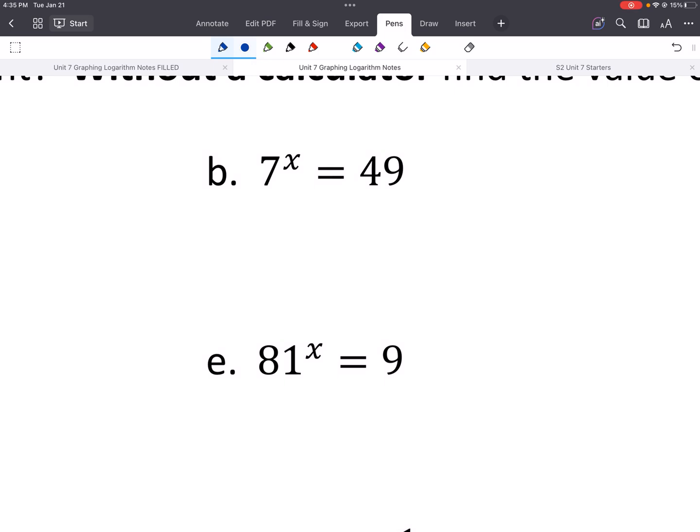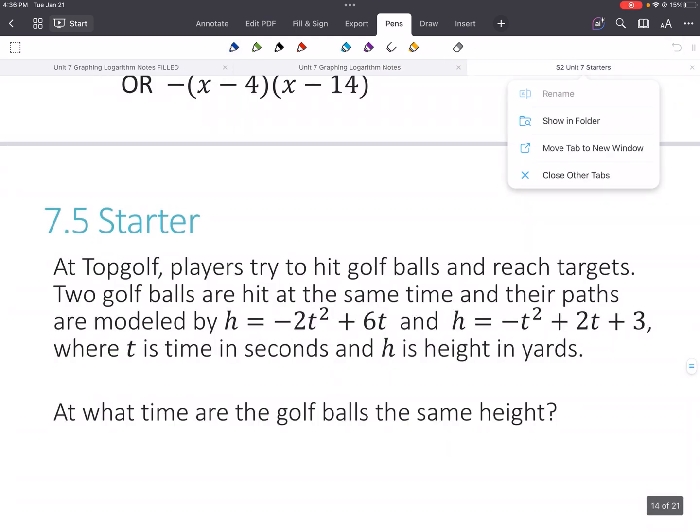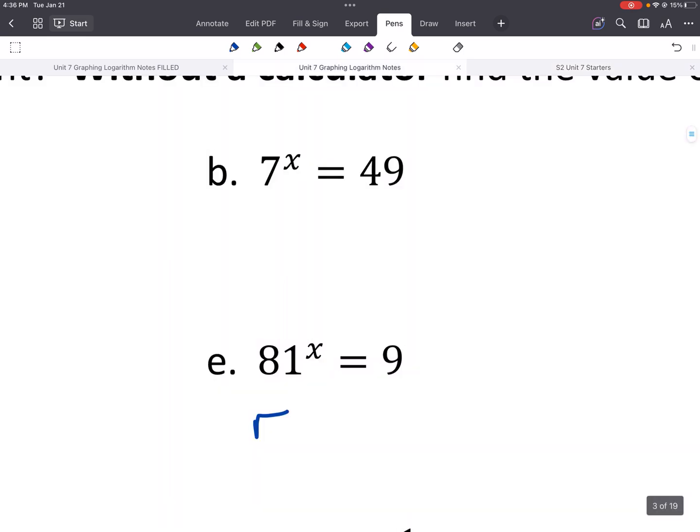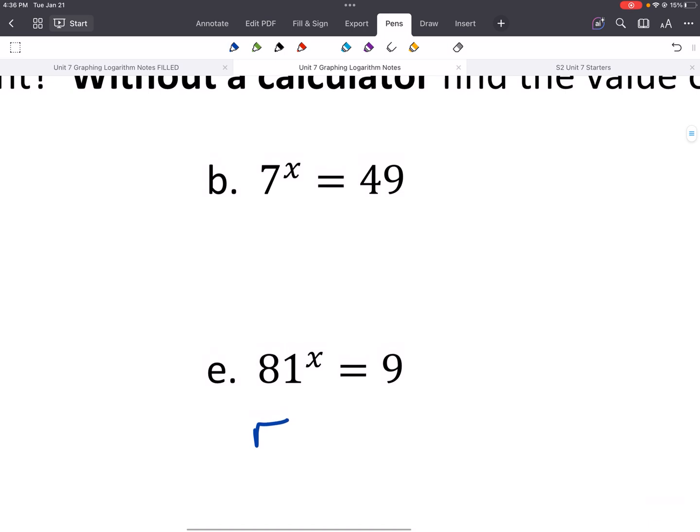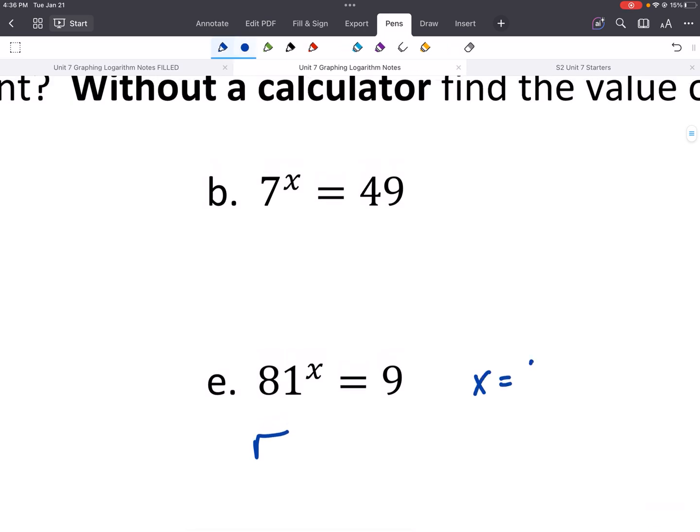81 to what power gives us 9? Okay, so what is the relationship to give us a 9? It would have to be a square root. Just a reminder that a square root is the same as an exponent of 1/2. So here we would have to say that x has to be 1/2, okay? Because the square root of 81, or 81 to the 1/2, is equal to 9.